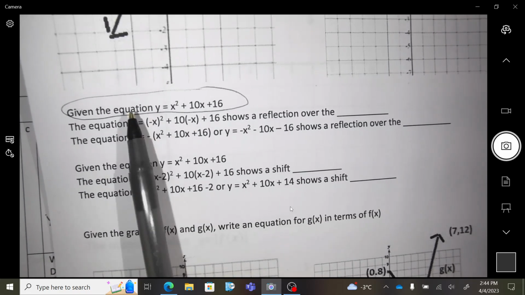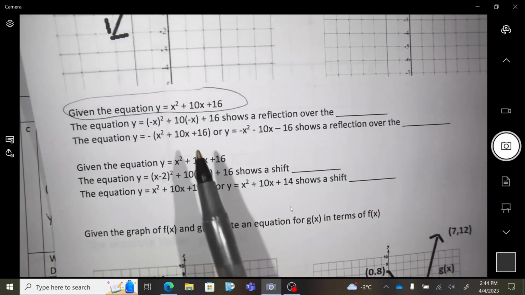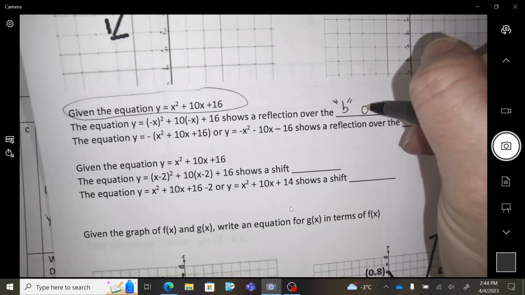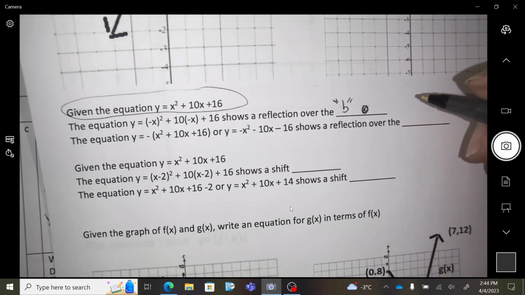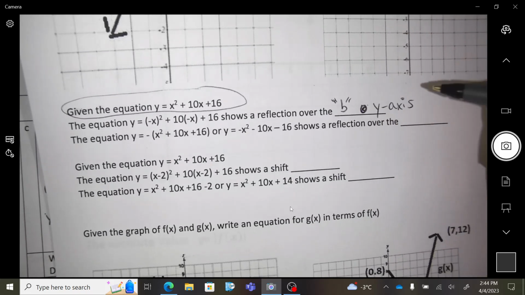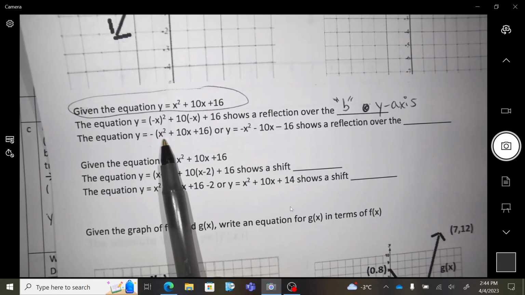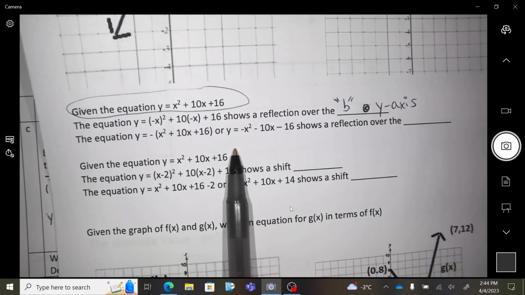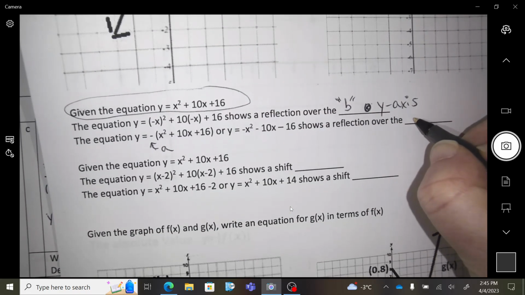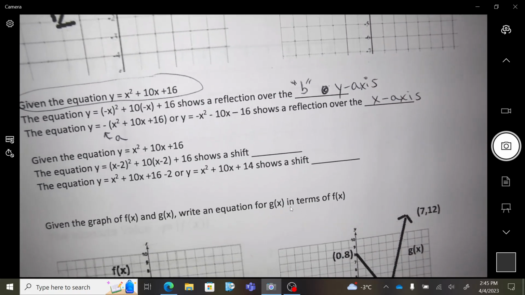Okay. So this negative would be considered an A or a B? It would be the B, which reflects over the what axis? When you change a B, you reflect over the y-axis. Versus this, I put the negative in front of the whole function. So this would be an A, which would reflect over the x-axis. So this is y-axis and this is x.